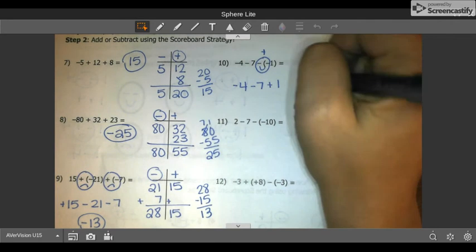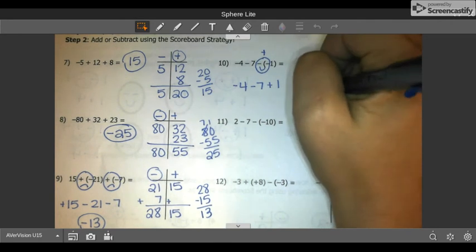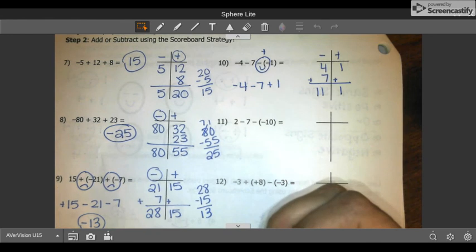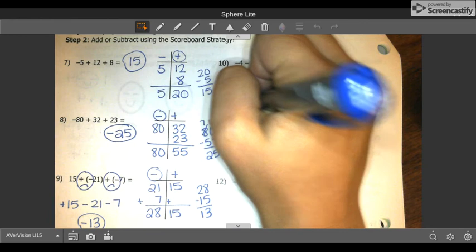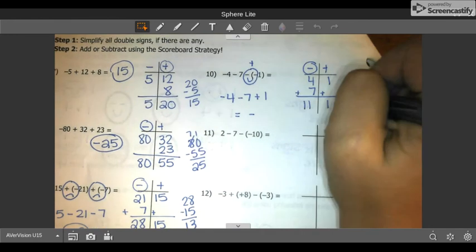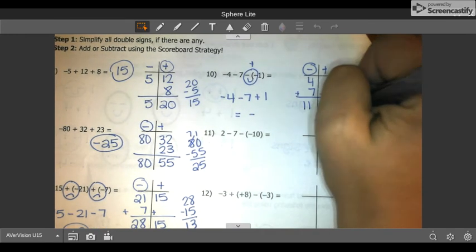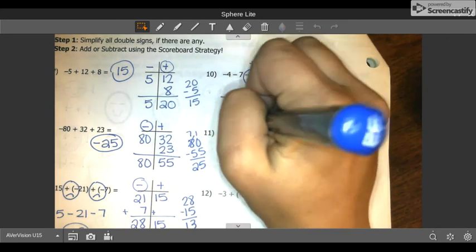What's the final score of my game? 11 to 1. Who won? The negatives. So my answer must be negative. By how much? 10. My answer is negative 10.